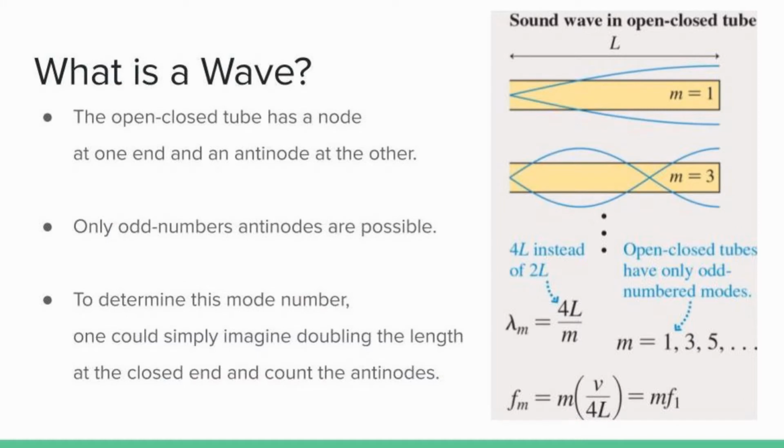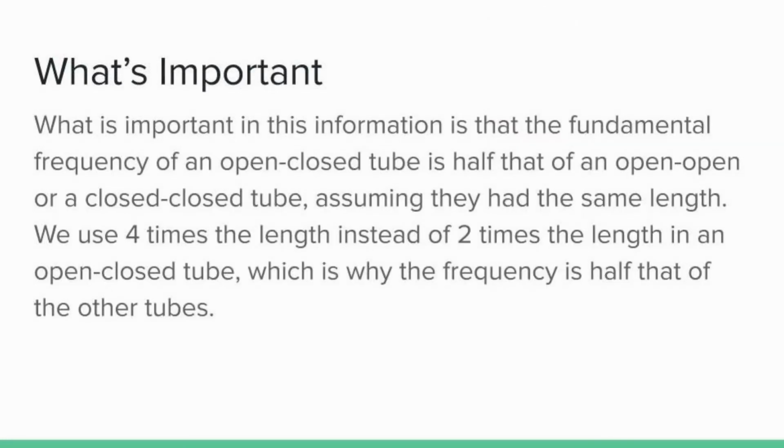The open-closed tube has a node at one end and an antinode at the other. Only odd number antinodes are possible. To determine this mode number, one would simply have to imagine doubling the length at the closed end and count the antinodes. The important information here is that the fundamental frequency of an open-closed tube is half what we would expect for an open-open or a closed-closed tube, assuming they had the exact same length. We use 4 times the length instead of 2 times the length in an open-closed tube, which is why the frequency is halved compared to the other tubes.